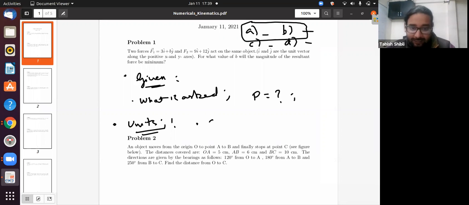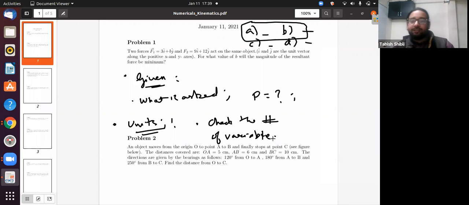Second thing you do is check the number of variables. Any question you have to do, after checking the units, after seeing what is given, after seeing what is asked, check how many variables there are. Variables will include what is finally asked. So, for example, pressure P will be one of the variables, and variables will be everything else apart from what is given. Essentially, apart from whatever is given, everything else that you will need to solve it will be variables.